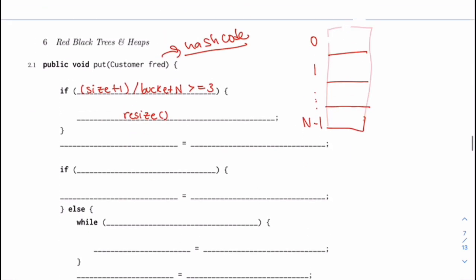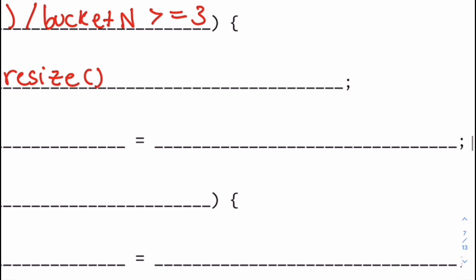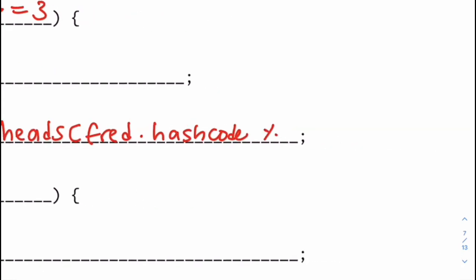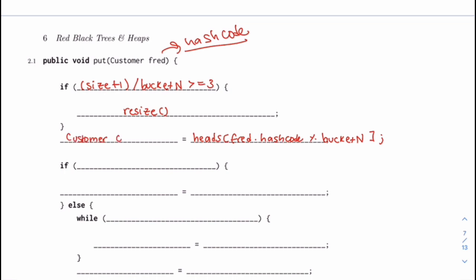So how am I gonna do that down here? Well, I'm gonna start off by saying that customer C is equal to heads, which is the name of the hash table, at what index? Well, Fred.hashcode mod bucket n, because that's the number of buckets. Okay? Okay, so now there's two cases.